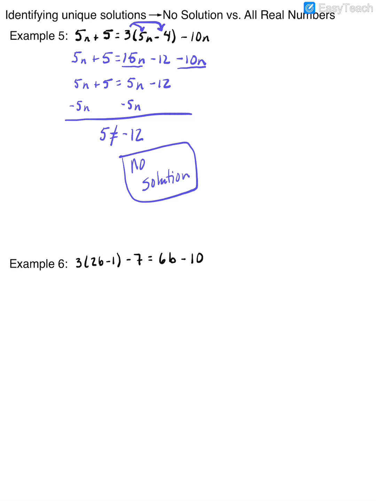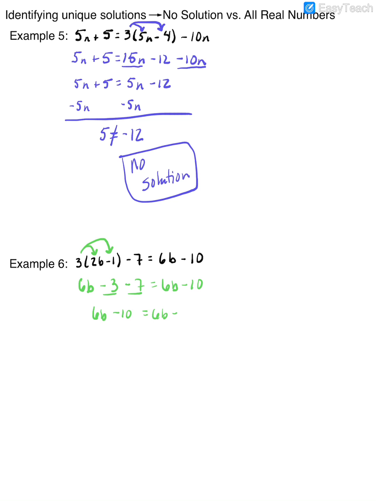Okay, let's try the other one. So example 6, same idea. I see there's parentheses, so I'm going to distribute this 3 through. So 3 times 2b gets me 6b. 3 times -1 gets me -3 minus 7. And then 6b minus 10 on the right. Oh, I see -3 and -7 are on the same side. They're like terms, so I'm going to put them together. So -3 minus 7 is -10.